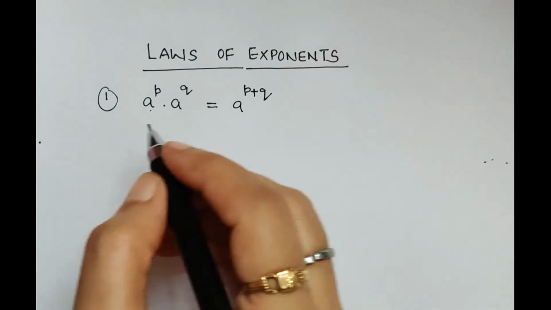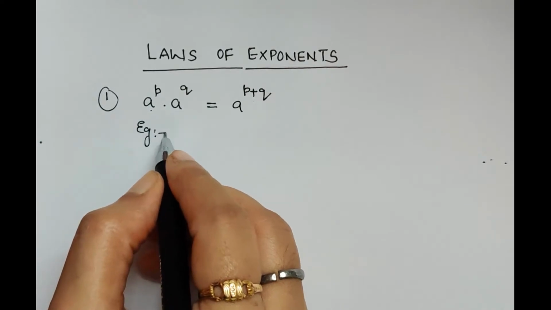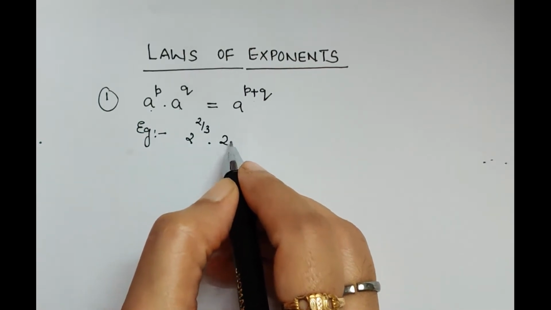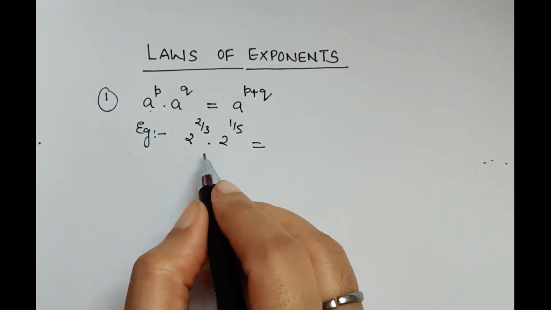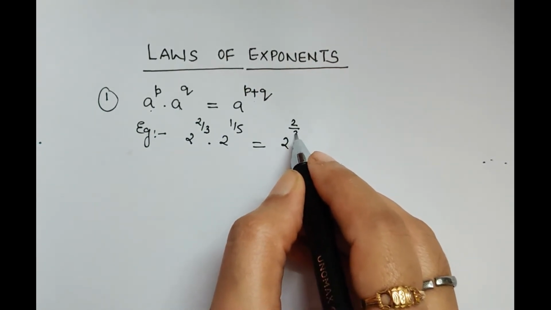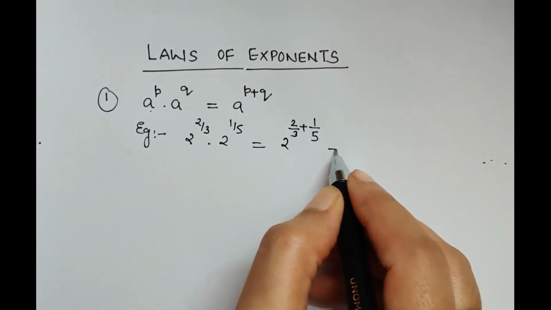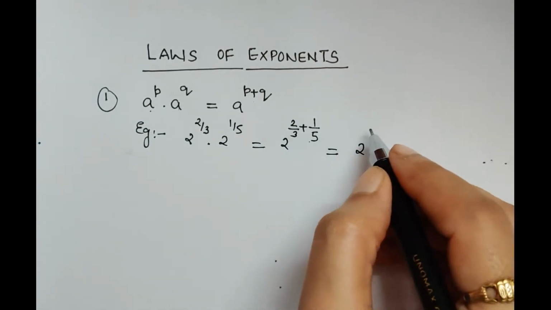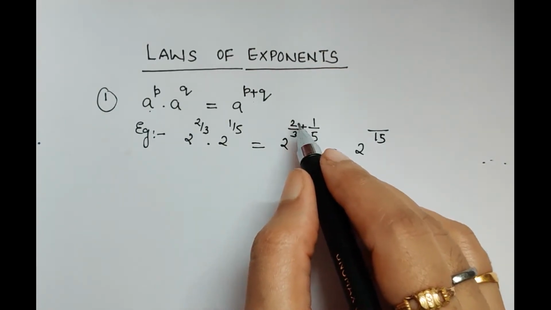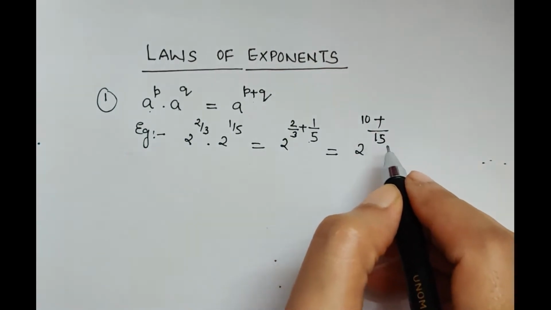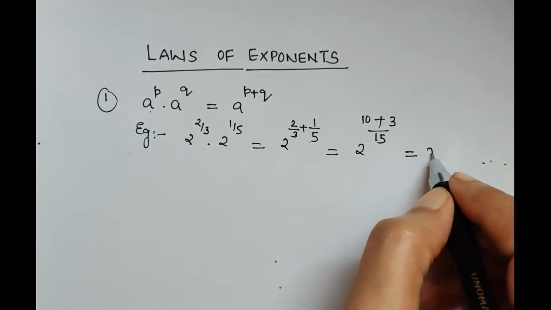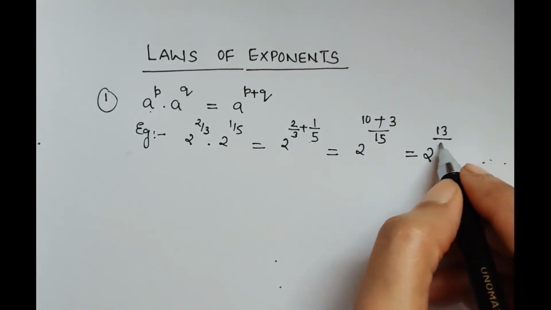Let us take an example to understand it even better. If we have 2 to the power 2 by 3 into 2 to the power 1 by 5, here as we can see the base is same, so its power will be added. So let's add it and check the answer. We are adding the powers, so after finding the LCM, we get 15 here. 3 5s are 15 and that 5 gets multiplied with the numerator 2, which is 10, plus 5 3s are 15 and that 3 gets multiplied with 1, again 3. So the answer is 2 to the power 13 upon 15.